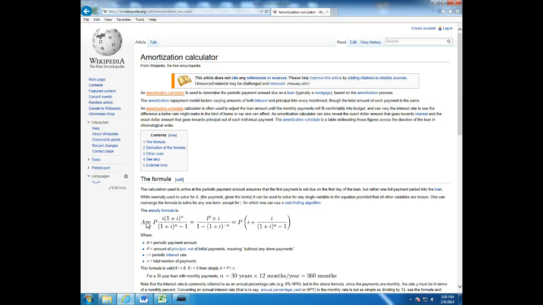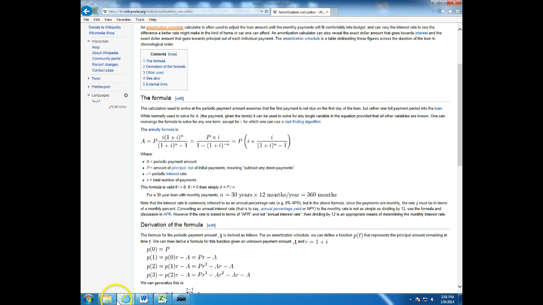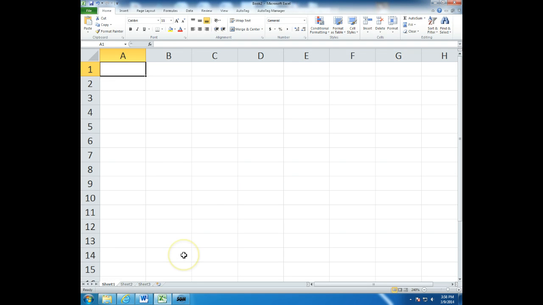All right, it makes you appreciate what the spreadsheet actually does for us here, and what a big boon this was for people and managers who had to use a calculator, or an adding machine device, in order to be able to calculate even something as simple as a payment on a loan. All right, so let's go ahead and jump in here to Excel.